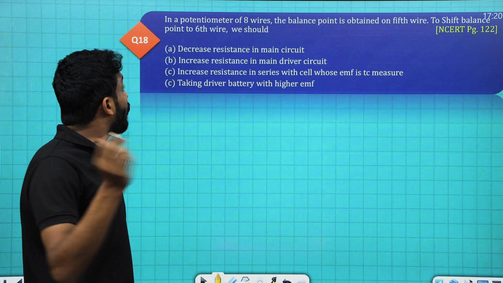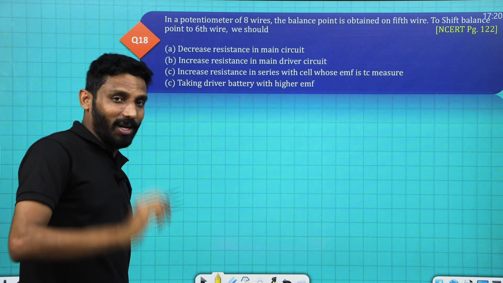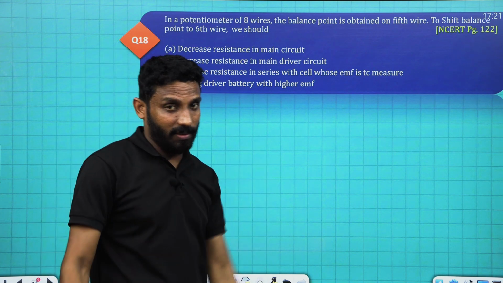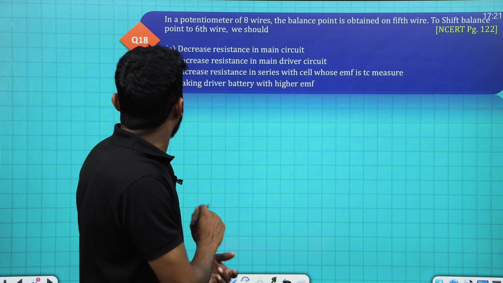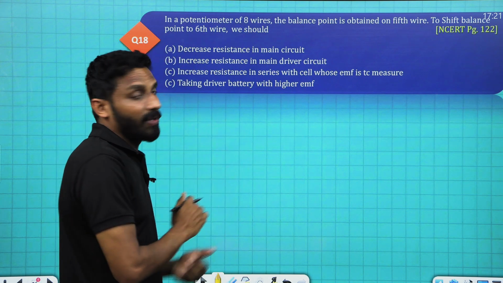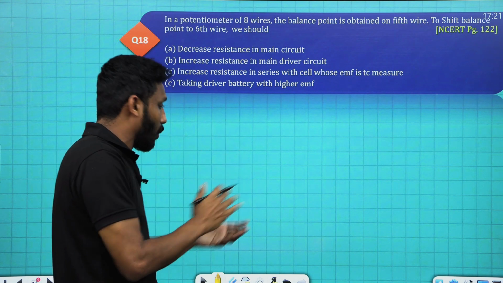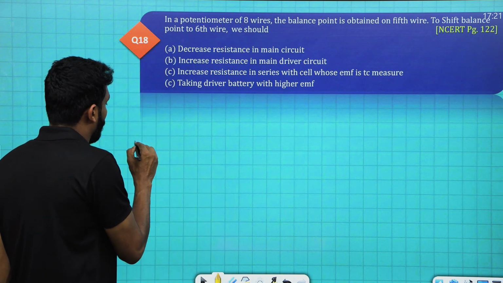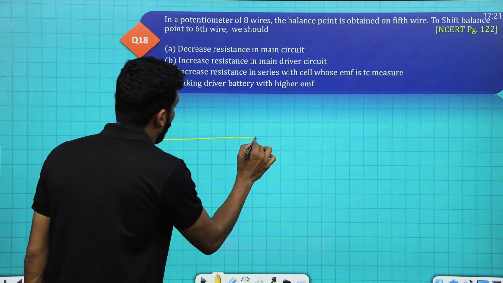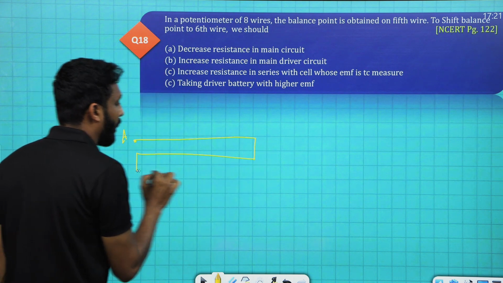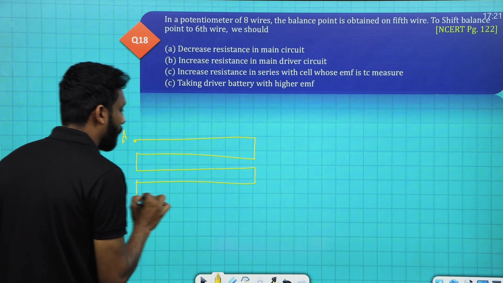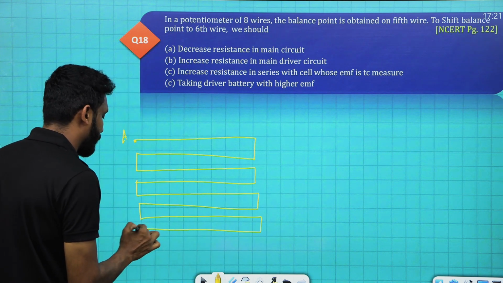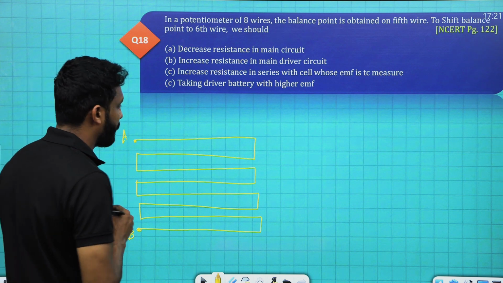In a potentiometer of 8 wires, the balance point is obtained on 5th wire. To shift balance point to 6th wire, what we should do? This is the question. Potentiometer. See, point A, wire 1, 2, 3, 4, 5, 6, 7, 8. This is point B.